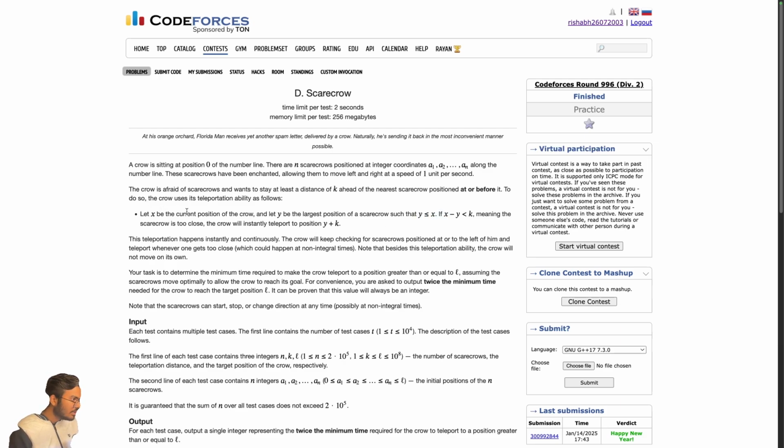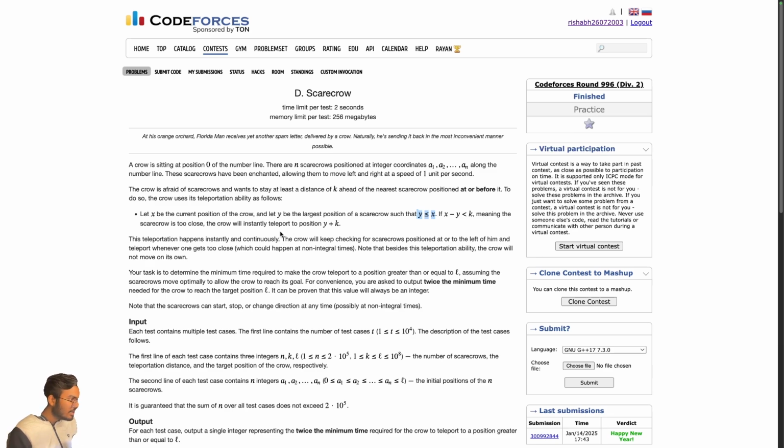this one. So if the crow is at position x, and let y be the largest position of a scarecrow such that y is less than or equal to x, then if x minus y is less than k, meaning the scarecrow is too close, the crow will instantly teleport to y plus k. The important thing to note here is y is less than or equal to x, right? So if the scarecrow is on the right of the crow, then it will not move. Even if the distance is less than k, it will wait for the scarecrow to reach at least the position of the crow, and then it will move.